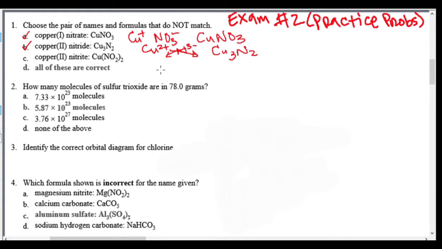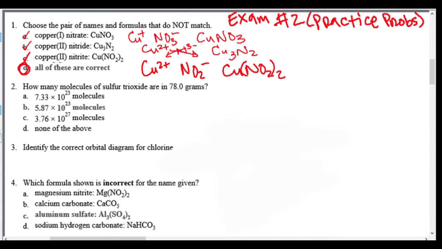Alright, so let's go to the next one, copper 2 nitrite. That's Cu2 plus, and then nitrite is like nitrate minus 1 oxygen, so NO2 minus. That's going to give you Cu(NO2)2, right? And that's exactly what we have. So that gives us the answer D. All of them are correct.